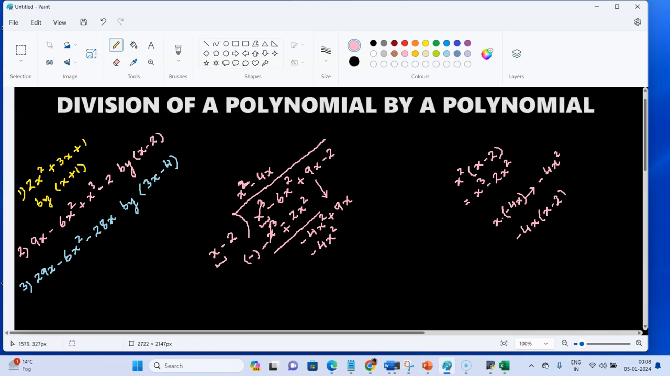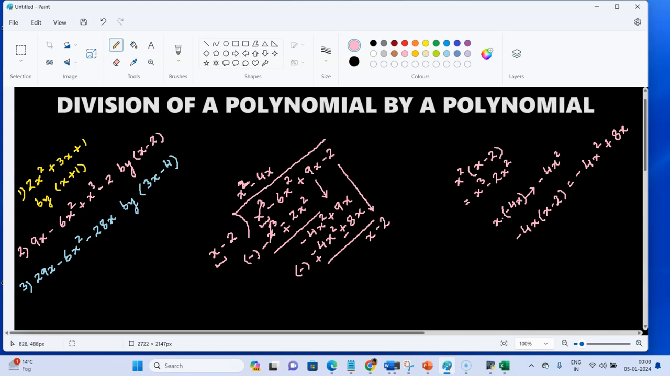What will we be getting? We will be getting minus 4x square plus 8x. Right? This will be plus 8x. Now if we put the minus sign, this minus will become plus, plus will become minus, and so this will be 9x minus 8x, which is x, and we can drag down this minus 2 over here.